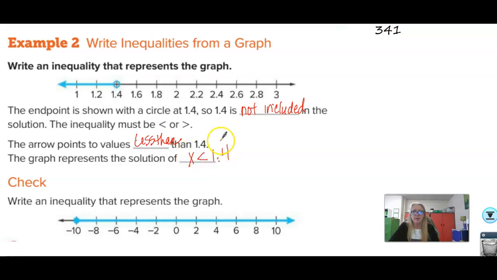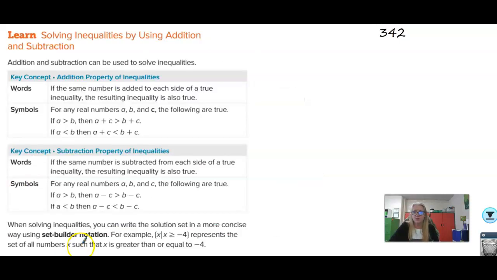Okay. Over here, write an inequality that represents the graph. Notice this is colored in, so this is an or equal to, and it's going to be greater than. So we're going to have x is greater than or equal to, and the dot is on -10, so -10. Like I said, I think this is all probably just a review for you guys.